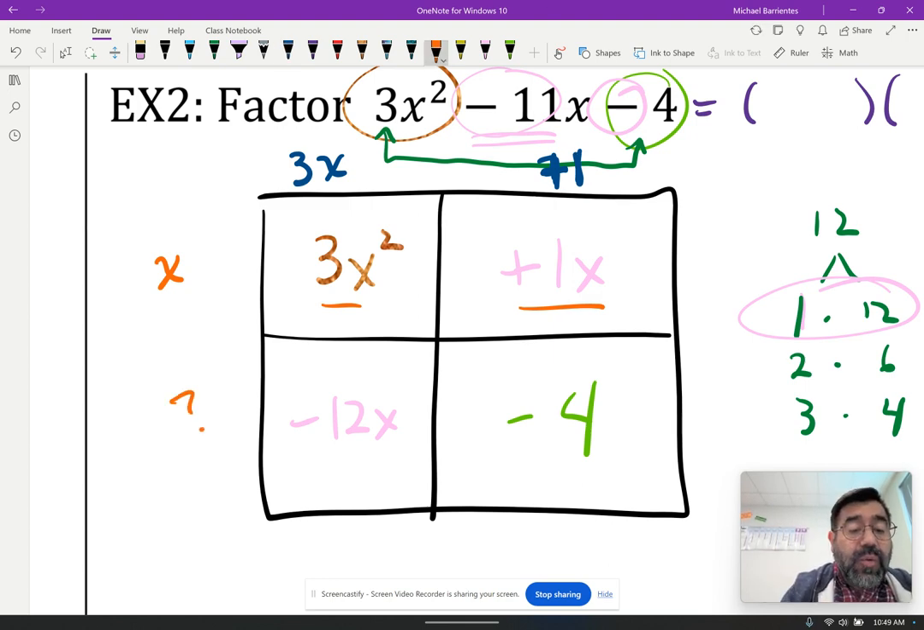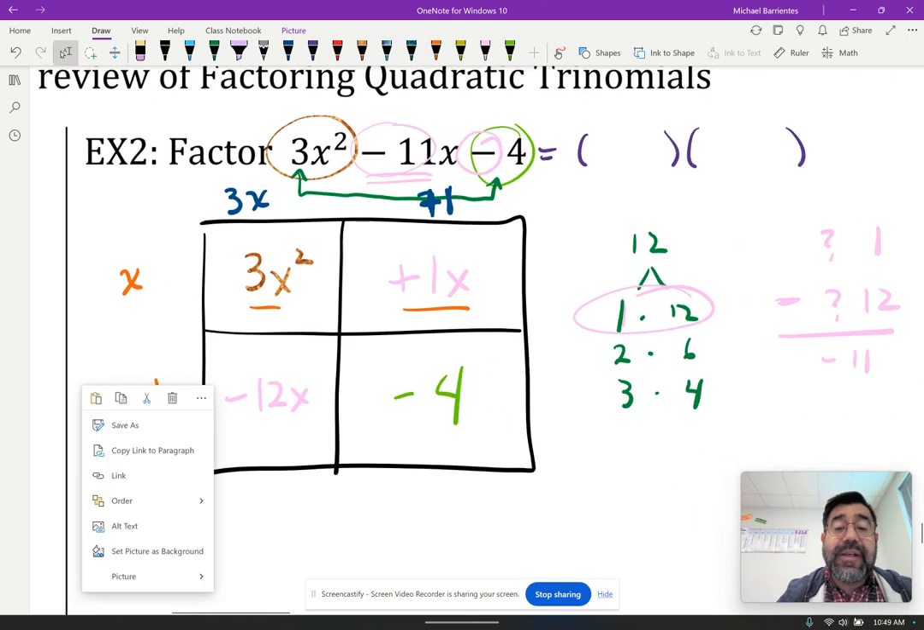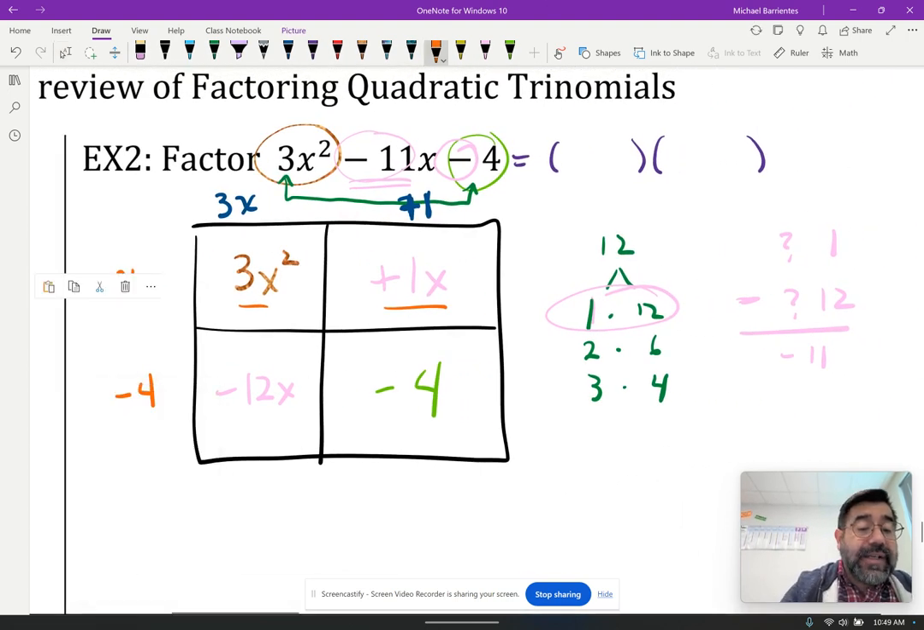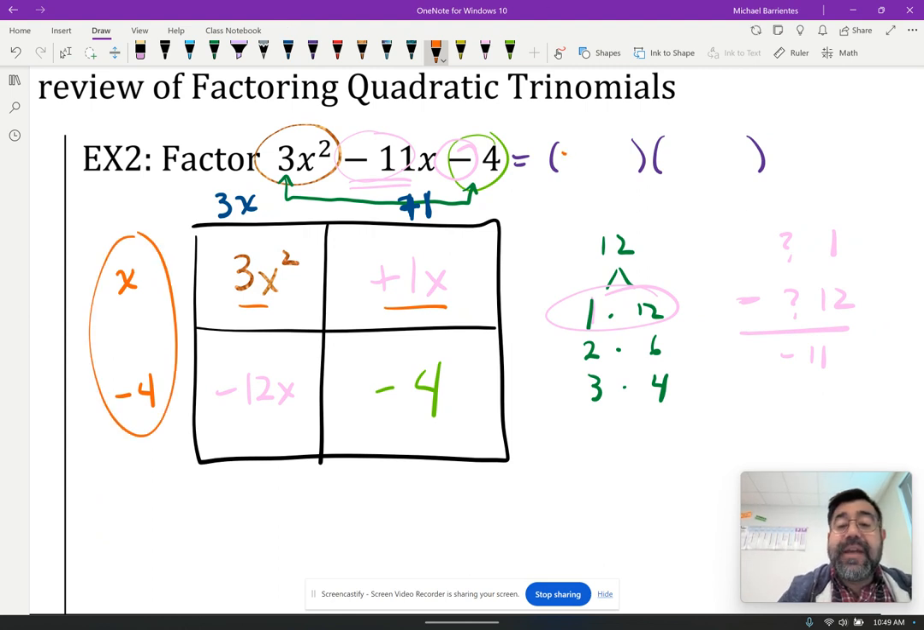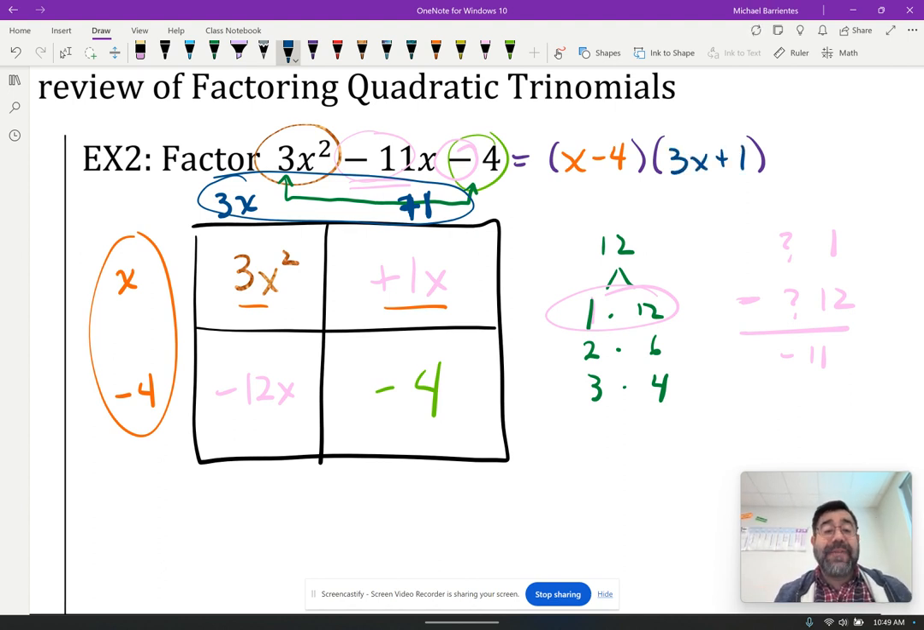Great. What times 3x would give me negative 12x? Well, what times 3 would give me negative 12? That would be minus 4. And if I did everything right, negative 4 times positive 1 is negative 4. I figured out my factoring. On the left side, I have x minus 4. On the top side, I have 3x plus 1. And just like that, I have my factoring.